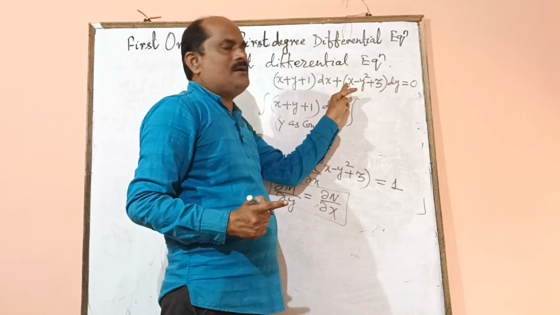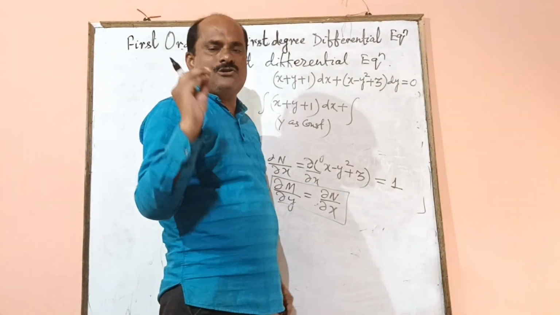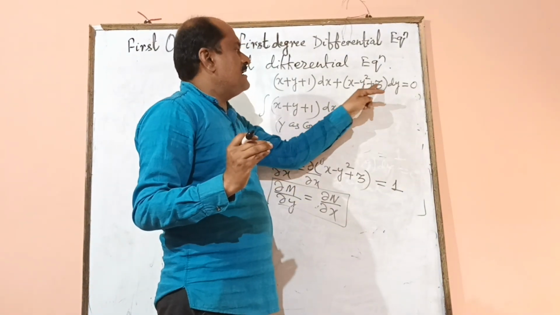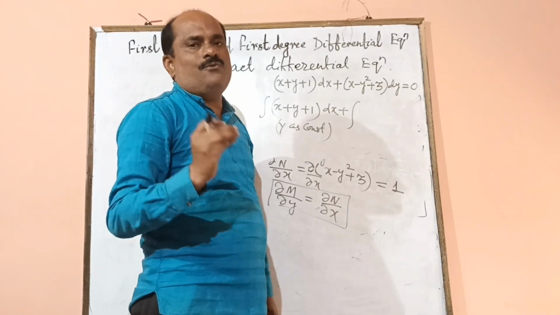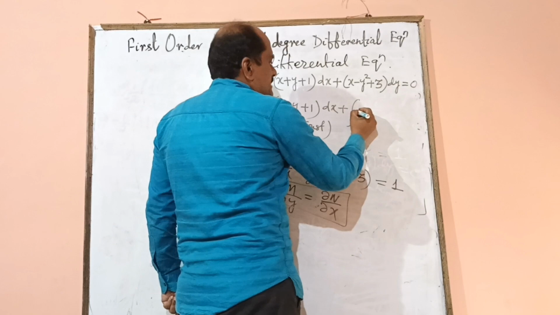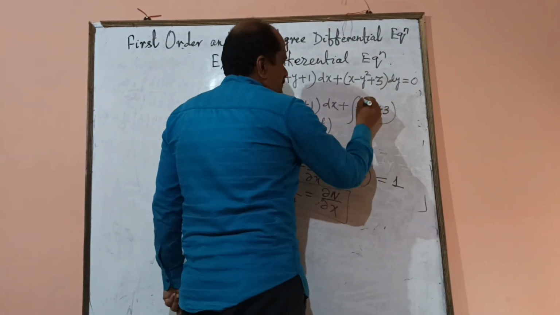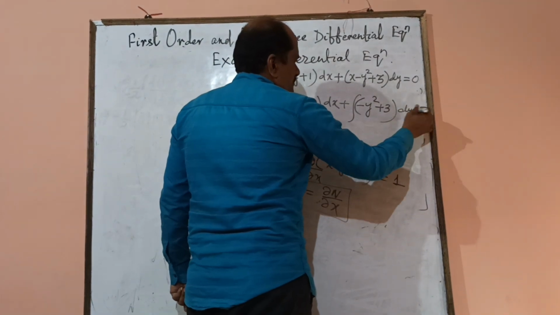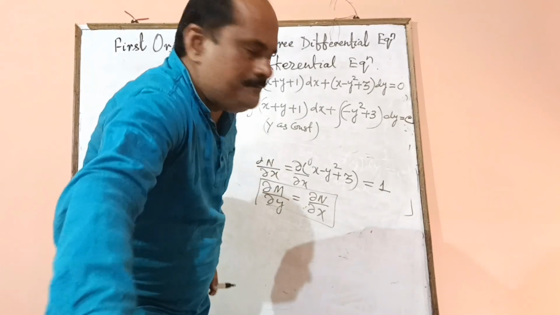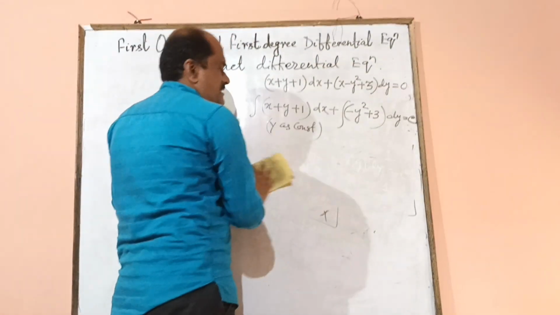Here the first term contains x, so we cannot take the first term. Only we take those terms which are independent of x. The second and third terms are independent of x. There is no x in the second and third terms. So we only take the second term and third term, is equal to c. The first term is not taken because the first term contains x.